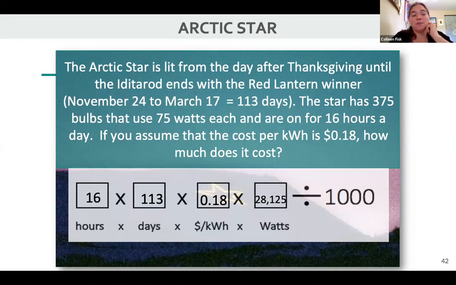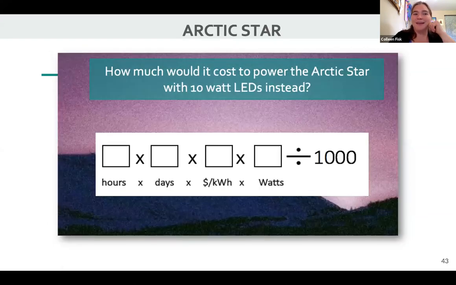So if we do the math here on how much it cost, this Arctic Star that goes on for 113 days during the winter, it's $9,000 because they still use incandescent bulbs. I kid you not. They are using 75-watt incandescent bulbs. They're not using LEDs. This is a real example of what is happening in Anchorage every winter.